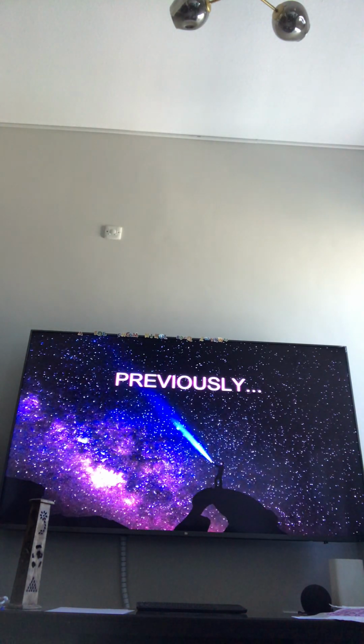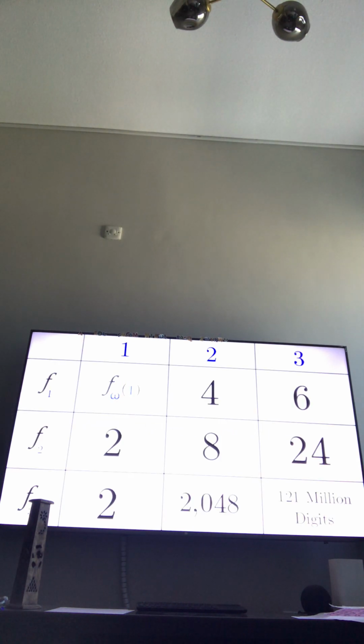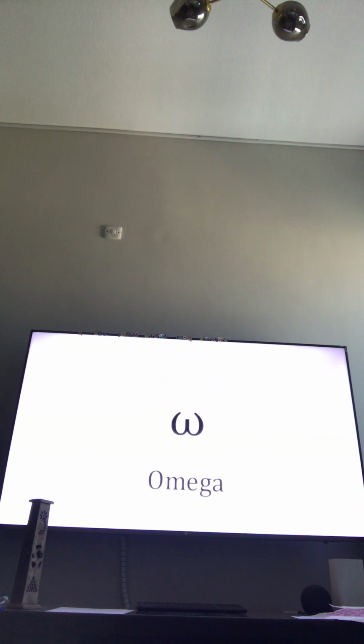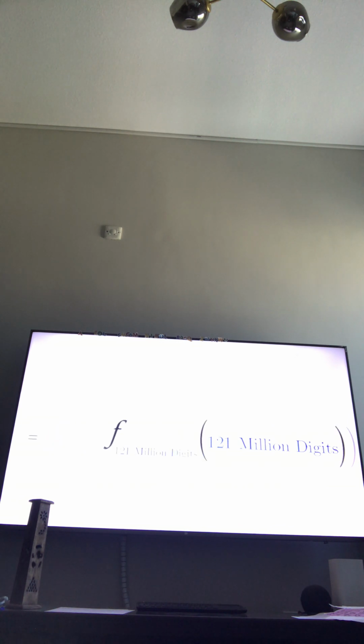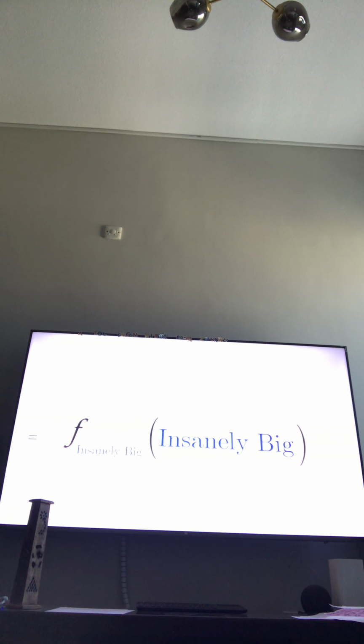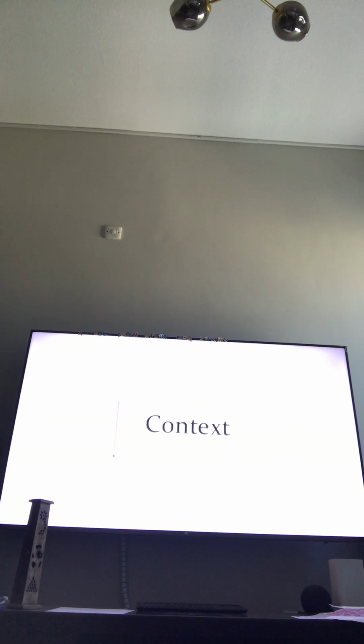In our previous video, we had diagonalization, where we pick numbers in a diagonal path using omega. Then we had omega plus 1. Inputting even a small number such as 3 yields such a massive number. In this video, I'm going to show you more information about omega, as it will be important later on.